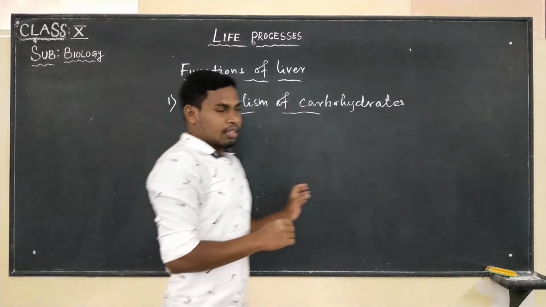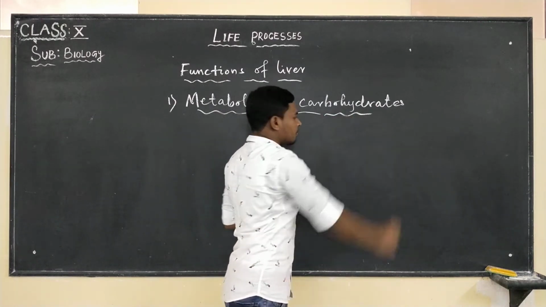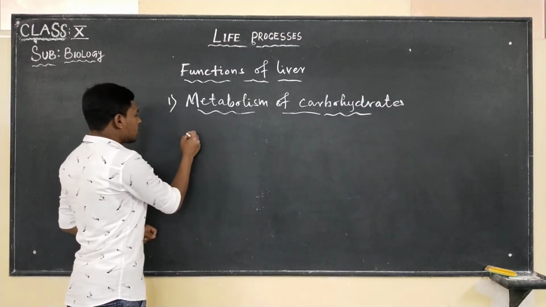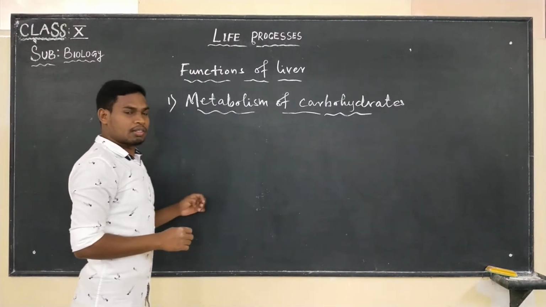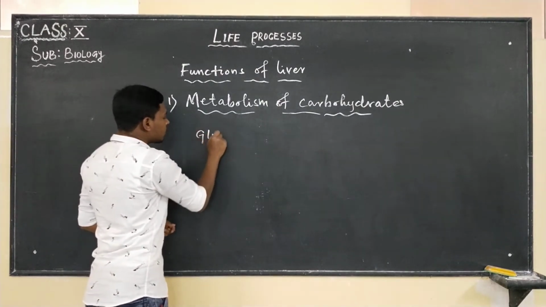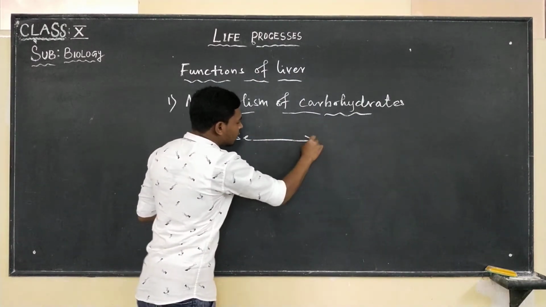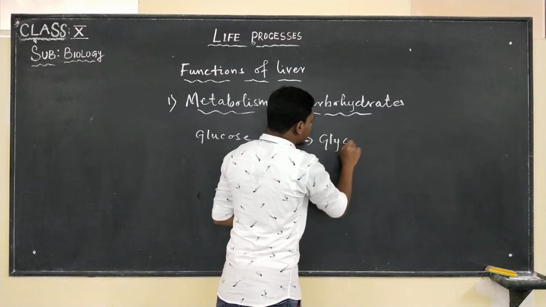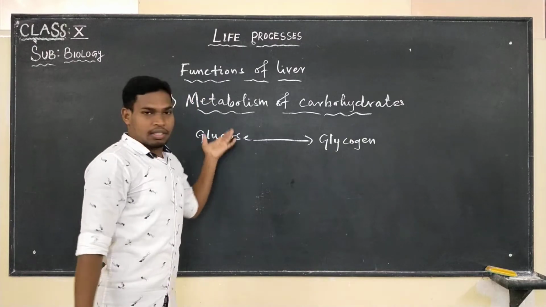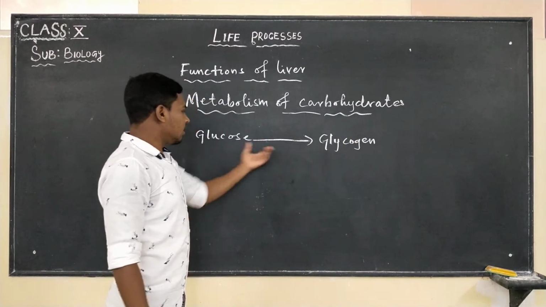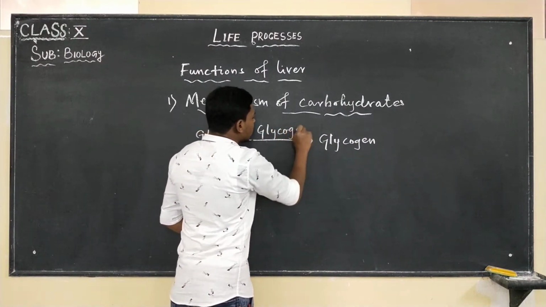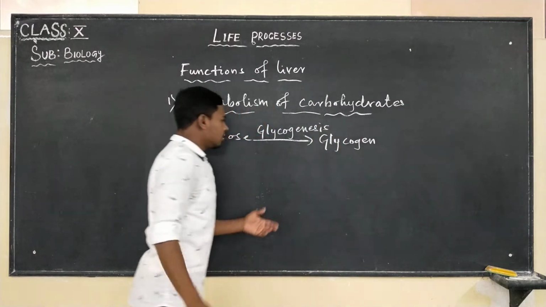They are the conversion of glucose into glycogen. I told you in the previous video, right? So first, the glucose which is absorbed, the extra glucose, gets converted into glycogen. This is the first process in metabolism of carbohydrate. There is a special process known as glycogenesis.